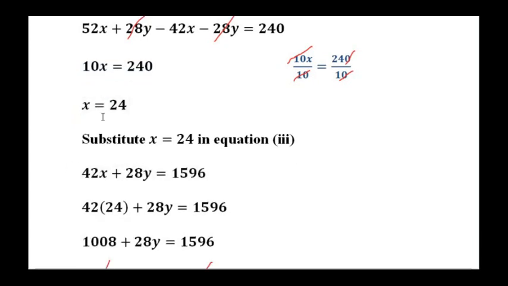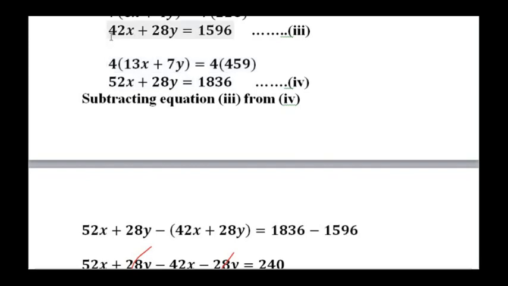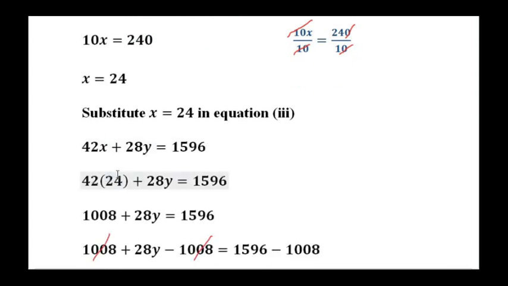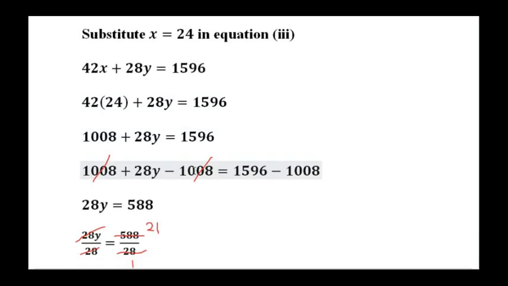To find the value of the variable y, I'll substitute x equals 24 into equation 3. Our equation 3, 42x plus 28y equals 1596, becomes 42 into 24, which is the value of x, plus 28y equals 1596. Now, 42 times 24 is 1008, plus 28y equals 1596. I'm going to solve this equation for y.